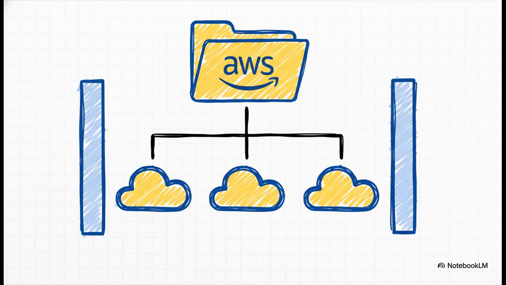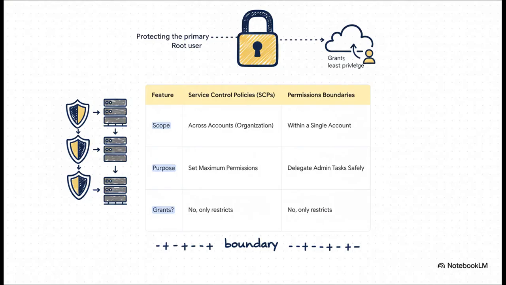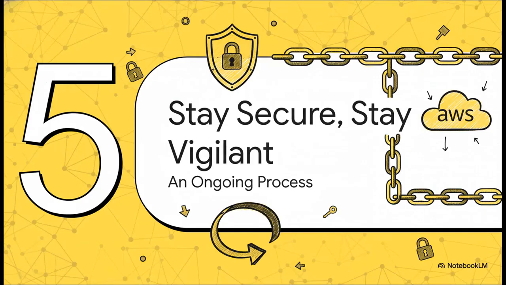This is where you can set up those broad security rules that apply to everyone, ensuring you have a consistent and secure baseline everywhere. To put these guardrails in place, there are 2 main tools you need to know about: service control policies, or SCPs, and permissions boundaries. SCPs work across your entire organization, and they set the absolute maximum permissions anyone can have. They don't grant anything, they just say, you can't go past this line. Permissions boundaries, on the other hand, work inside a single account to help you safely delegate tasks without giving away too much power.